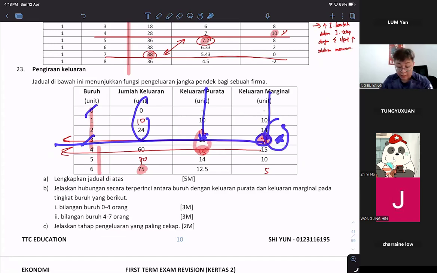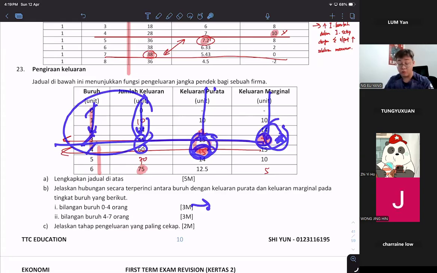Okay, so next one. Apabila buruh increasing from 3 to 4, jumlah keluaran increasing to 60, no marks. Keluaran purata remain as 15. Unit keluaran purata kekal dan mencapai nilai maksimum iaitu 15 unit. So this is your second point. Okay, so which means if you are using all the input perubahan increasing and jumlah keluaran keep increasing, this is your original 1 mark. So 2 marks here, 3 marks here. This is your RAM for 3 marks.